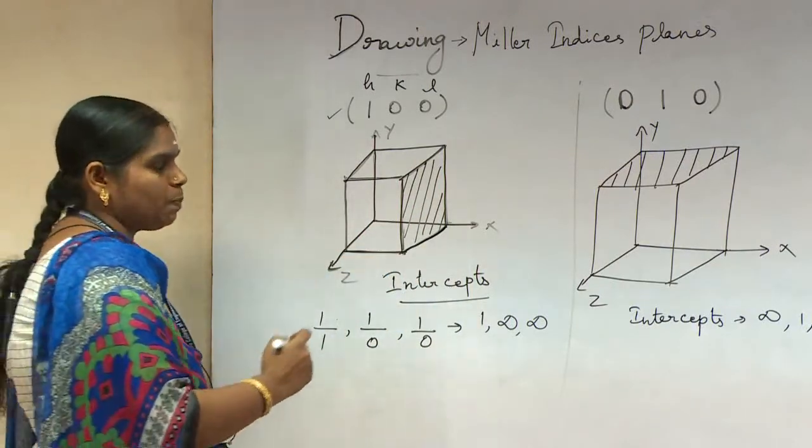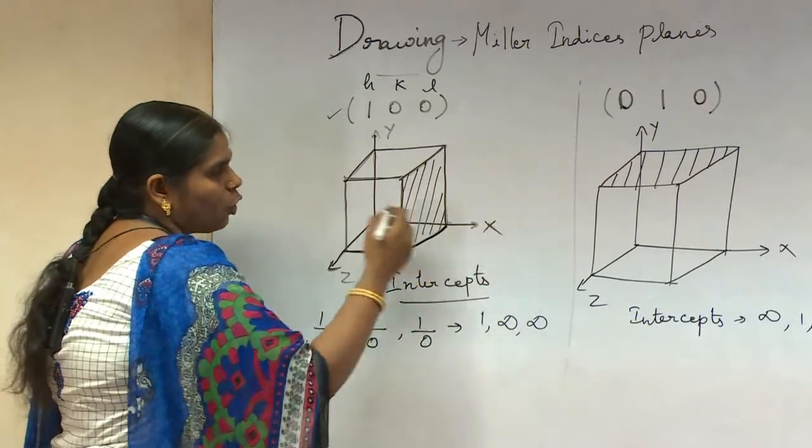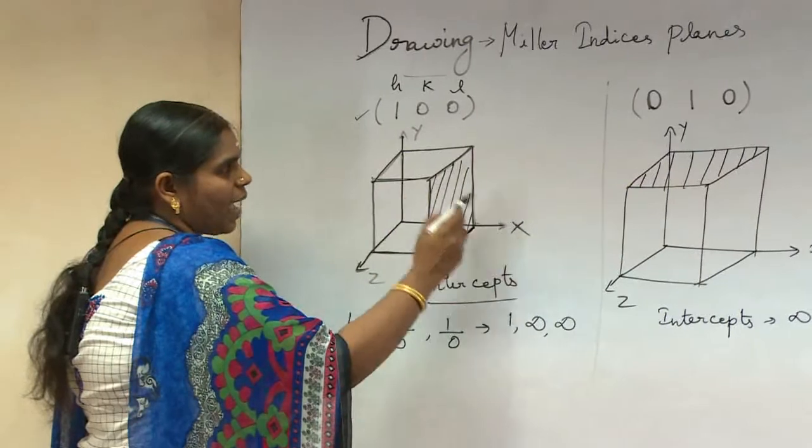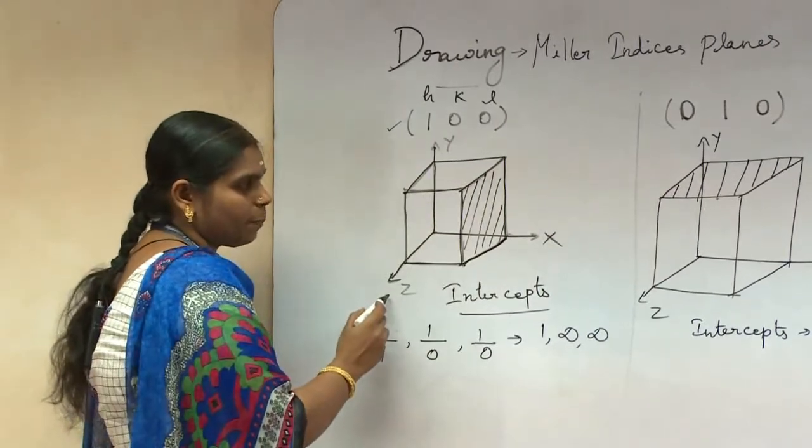So how to go about drawing this plane? First we draw a cubical lattice, and represent the three crystallographic axes as x, y and z.